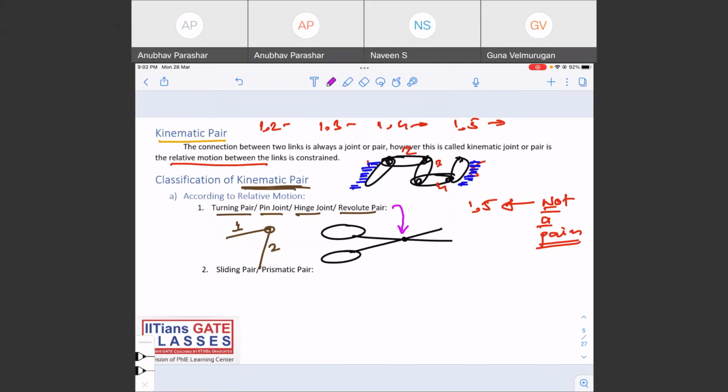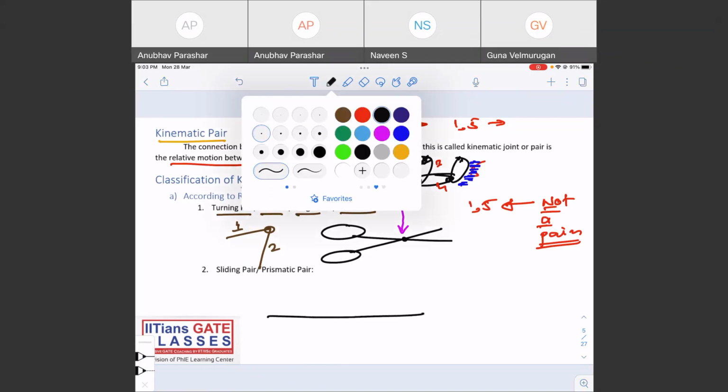We have many other examples. We can go through them. I hope you have understood what exactly I mean by a turning pair. There will be two links in a turning pair or pin joint. Okay, the next is the sliding joint. We have two names: sliding pair or prismatic pair.